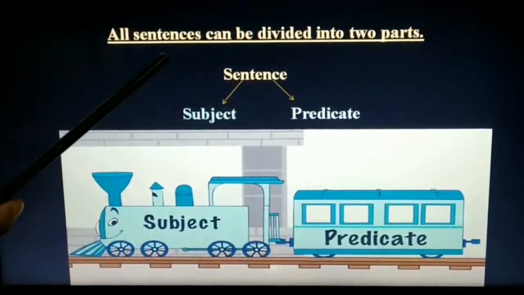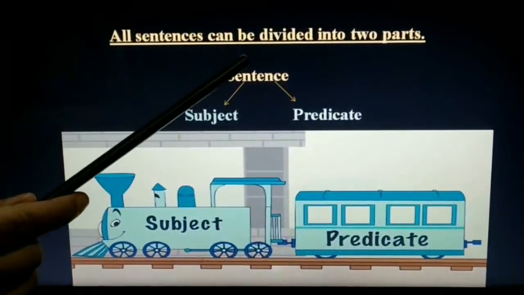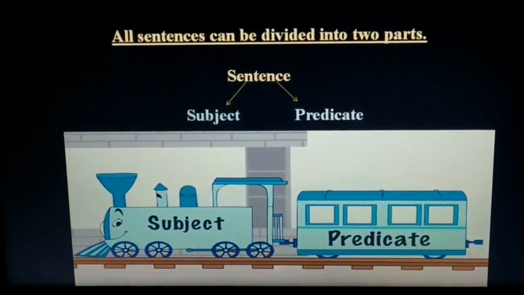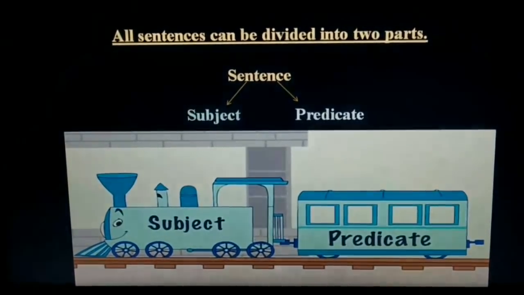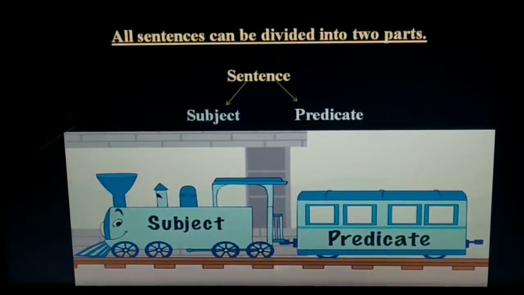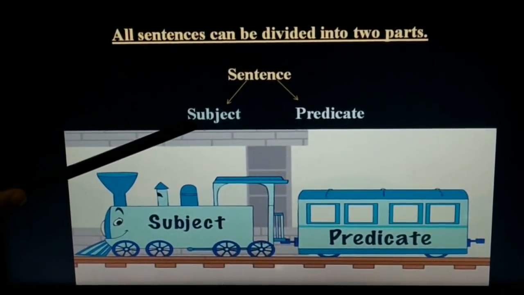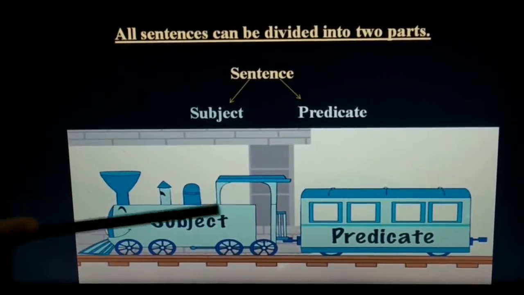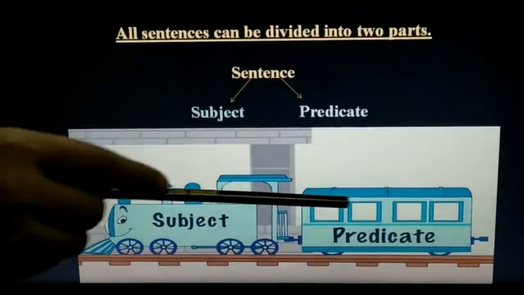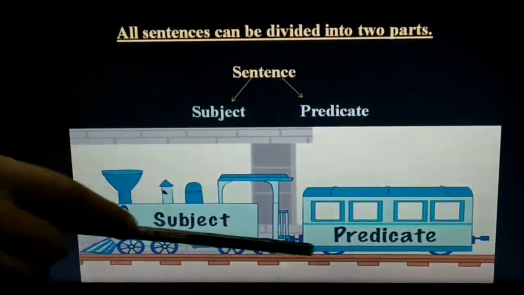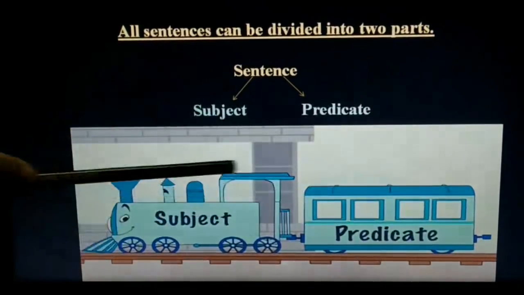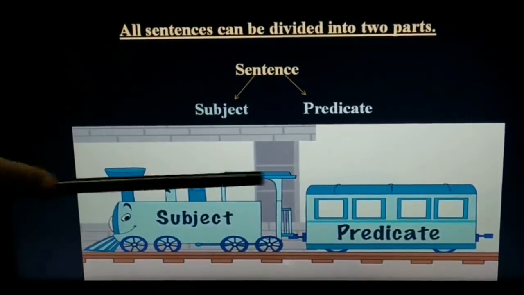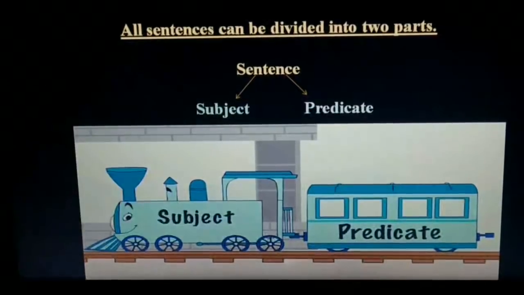All sentences can be divided into two parts. Okay, students? So, sentence is divided into two parts. Number one, subject, and number two, predicate. Can you see the subject here? And predicate here. So, sentence can be divided into two parts, subject and predicate.